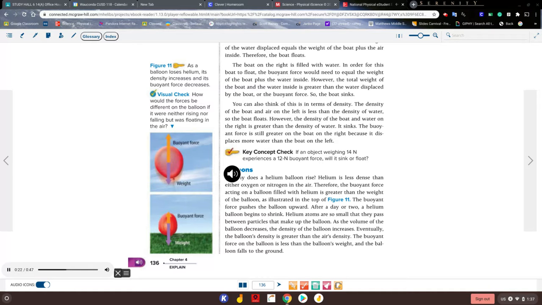After a day or two, a helium balloon begins to shrink. Helium atoms are so small that they pass between particles that make up the balloon. As the volume of the balloon decreases, the density of the balloon increases. Eventually, the balloon's density is greater than the air's density. The buoyant force on the balloon is less than the balloon's weight, and the balloon falls to the ground.